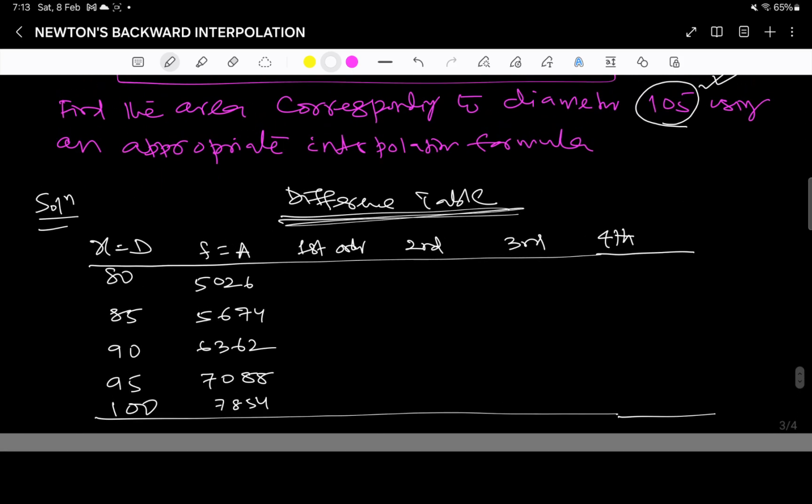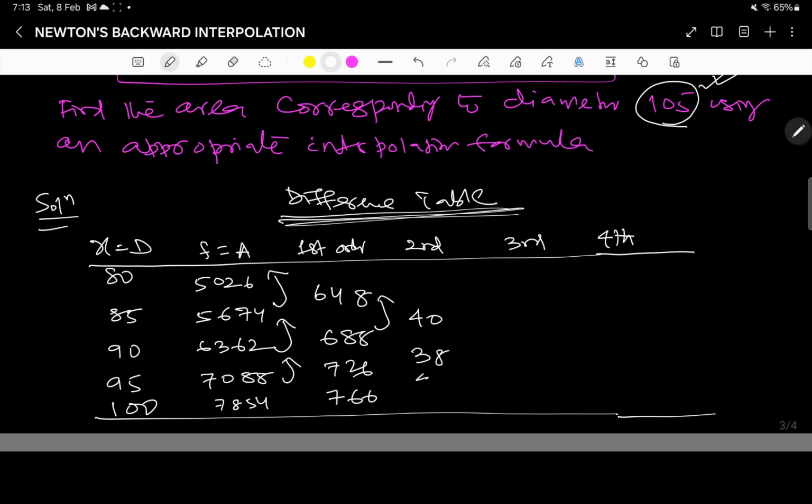Okay, so now the first order difference means here we just need to find this difference only. So this difference is my 648 and this difference here is my 688. This difference here is my 726 and this difference here is my 766. And I find this difference again, and it is here 40, 38, 40, and this difference here is minus 2 and here it is 2 and this difference is 4.